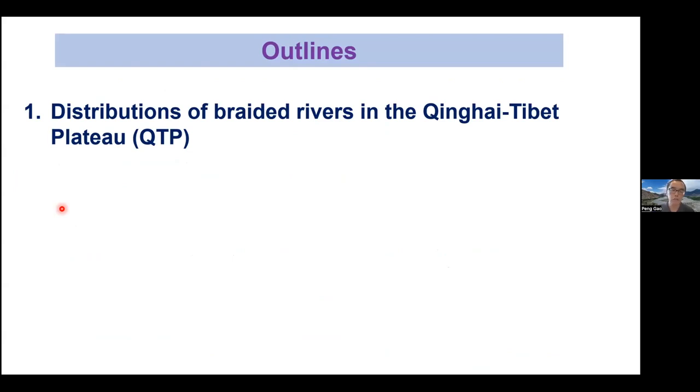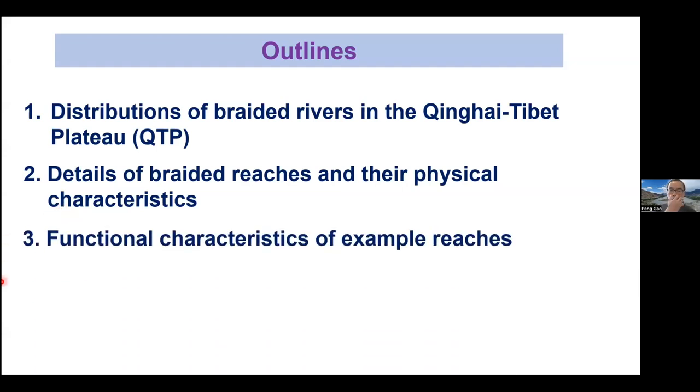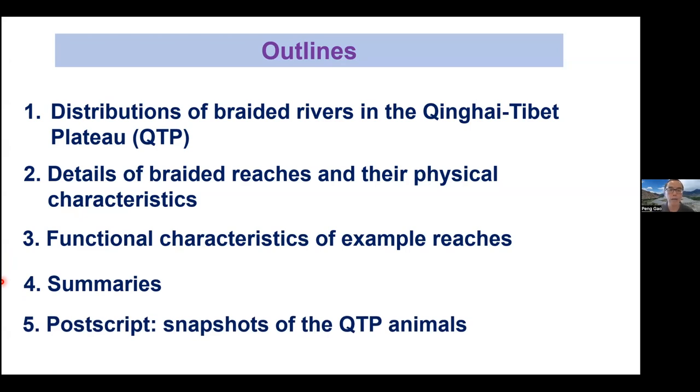In my talk, we'll cover these areas. First, I want to give you a brief introduction of the spatial distribution of the braided rivers in the Qinhai-Tibet plateau. And then I will provide you some very detailed examples of braided river reaches within the Qinhai-Tibet plateau. After that, I will use three examples to introduce you the functional characteristics of these braided rivers. And this will be followed by my summaries and the projections of the future research. My talk will end by showing you some very interesting pictures of unique animals on the Qinhai-Tibet plateau. So please stay with me all the way to the end.